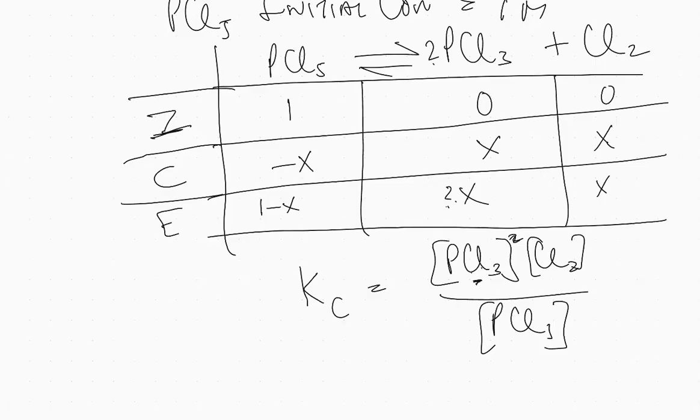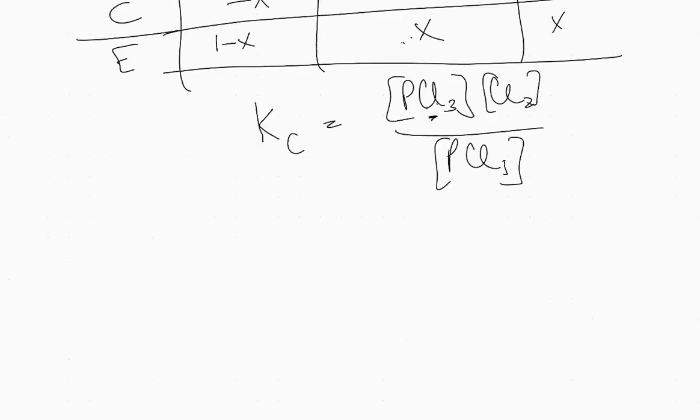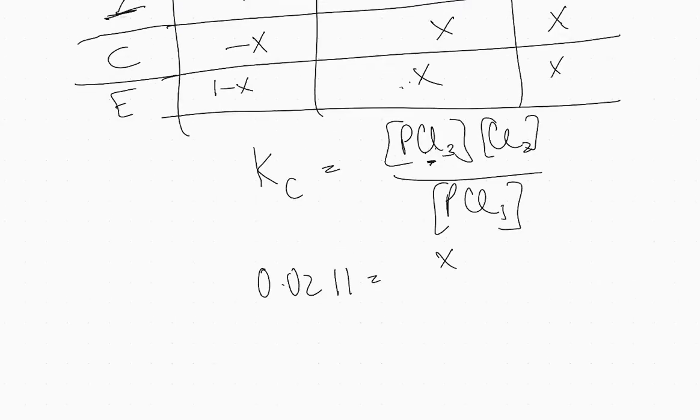It's an easy situation. Now, what is Kc? We have 0.0211. PCl3 is X, Cl2 is X, and PCl5 is 1 minus X.